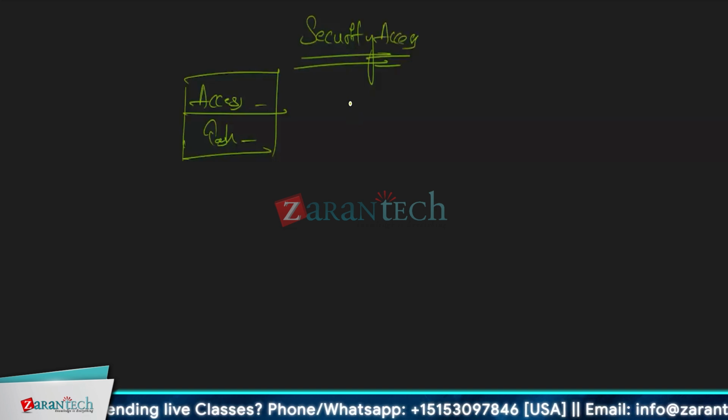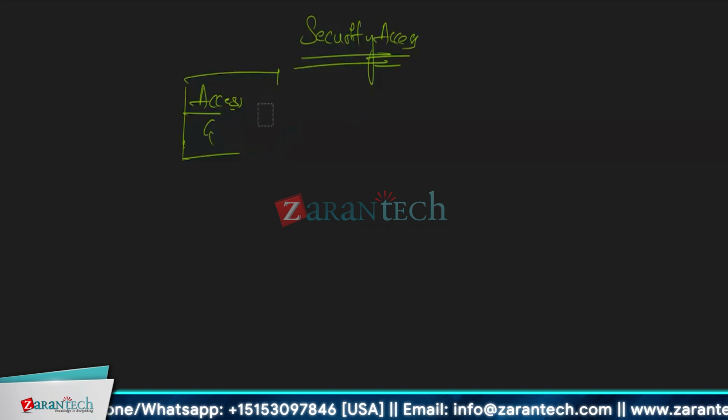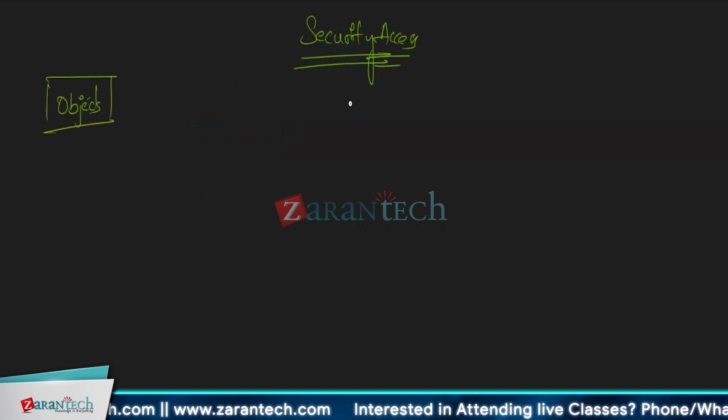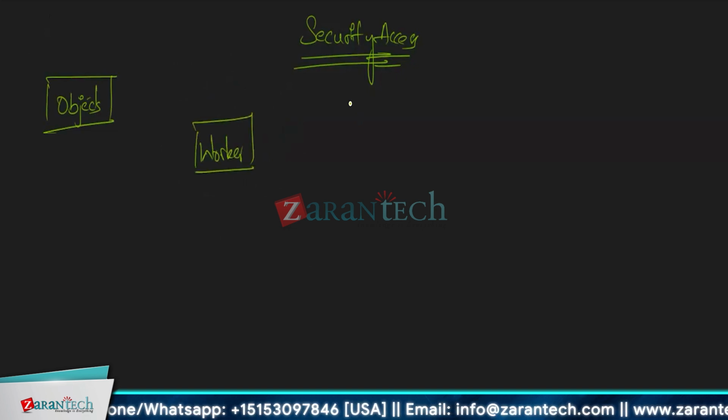So let us understand the security architecture now. In Workday, everything, all the details, like every single config, every single object, every single instance, everything is configured or set up as objects in Workday. Objects. So if you have, let's say, a worker object. Worker is an object. Supervisory organization is an object.